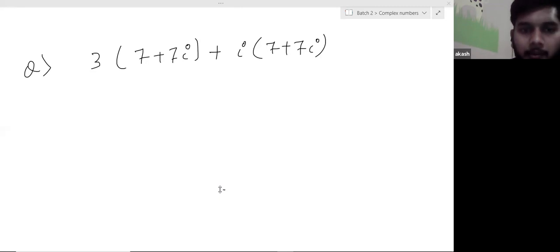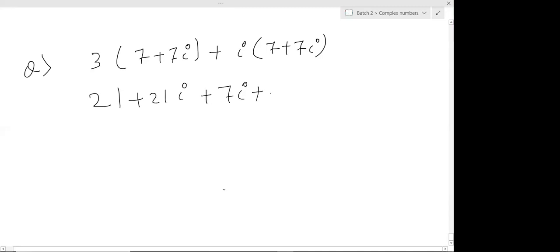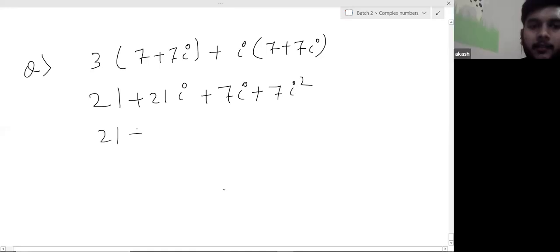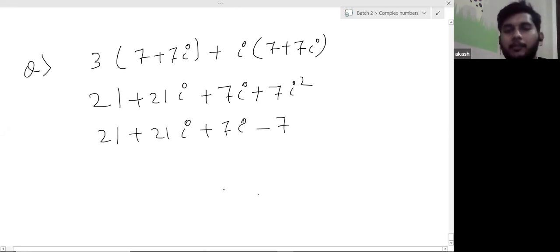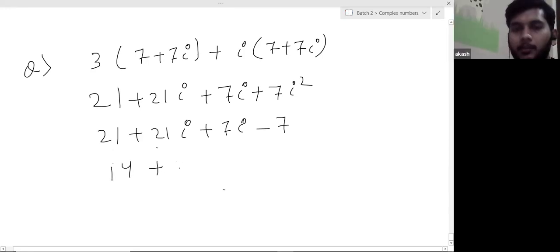Okay, how to solve this? Just multiply. This is 21 plus 21i plus 7i plus 7i square, right? So this is 21 plus 21i plus 7i minus 7, because i square is minus 1. So this is 14 plus 21i and 7i is 28i. Clear?